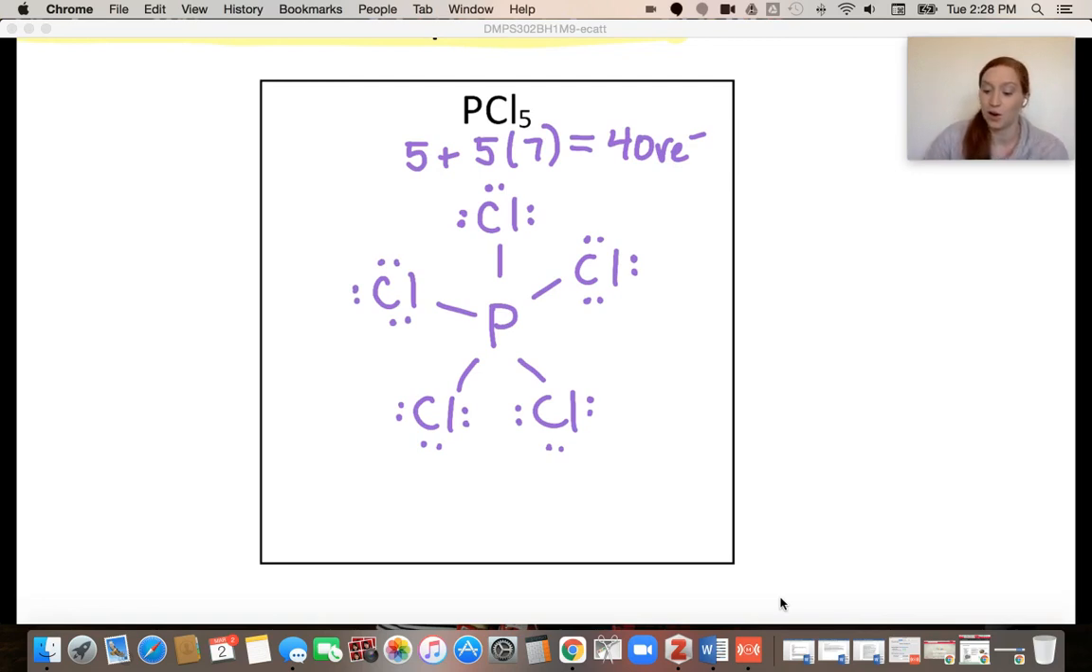I have 5 chlorines that are all identical. Let's take a look at one of them. 1 bond, 3 lone pairs, that's a total of 8 valence electrons. That will satisfy chlorine's need, giving it a full valence shell. Phosphorus is going to keep those 10. Yes, that's 2 extra, but phosphorus does have that capability to do that. Again, this is an example of a hypervalent molecule.